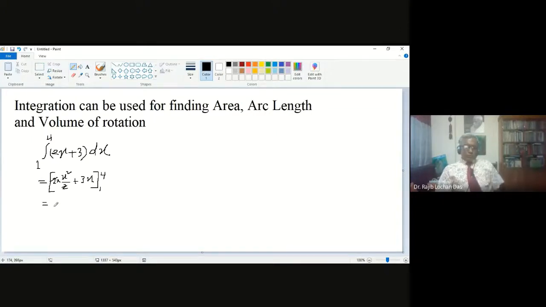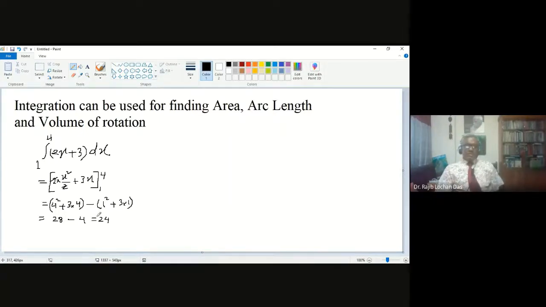So you put 4, so it will be 4 square plus 3 into 4. I'm putting 4 in the whole result, and then minus, I'm putting 1 in the whole other. So 1 square plus 3 into 1. So it is 16 plus 12, 28, minus 4. So it is 24. So this result is 24. It is very, very easy.